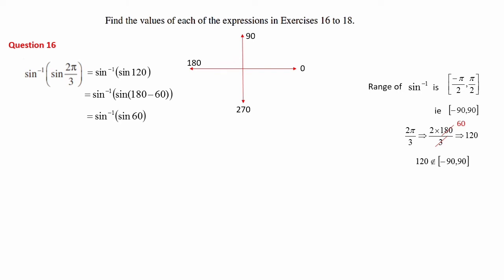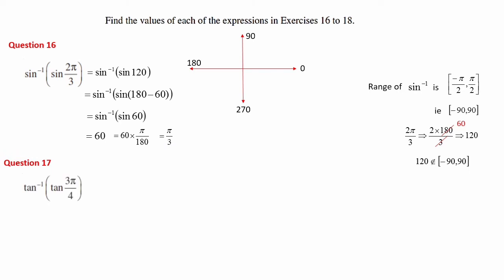Now this 60 degrees is within the range minus 90 and plus 90, so we can apply the formula sine inverse of sine x is x, that is here 60 degrees. Now this 60 is in degrees, and we have to convert it into radians. Just multiply by pi by 180. So 60 into pi by 180. Here 60 and 180 can be cancelled 3 times, and we will get pi by 3. So that is the answer, pi by 3.